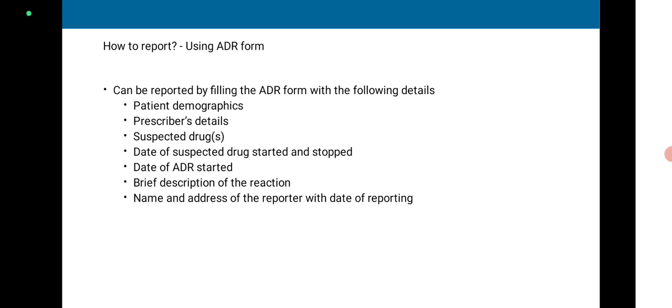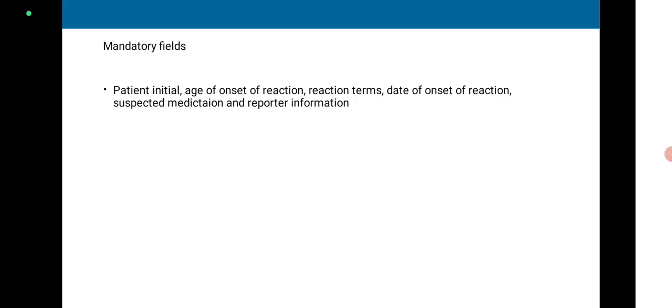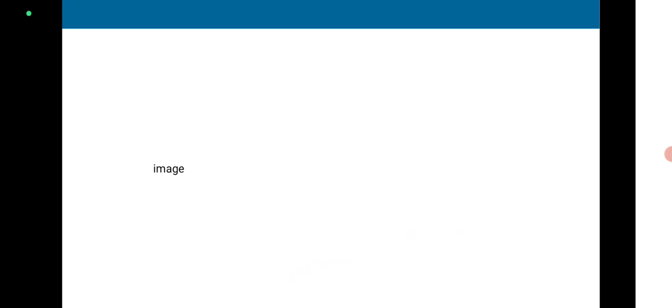Patient demographics, prescriber details, suspected drug or drugs, date suspected drug started and stopped, date of ADR occurrence, brief description of the reaction, name and address of the reporter with the date of reporting. The mandatory fields in the ADR forms include patient initials, age at onset of reaction, reaction terms, date of onset of reaction, suspected medications, and reporter information.